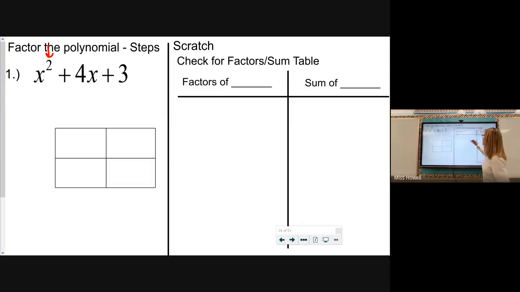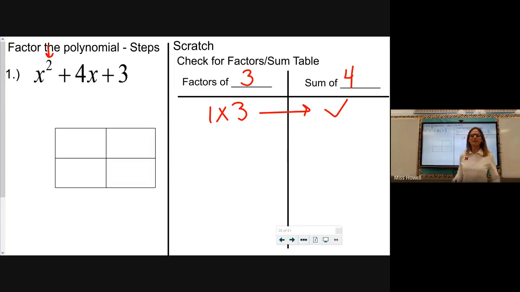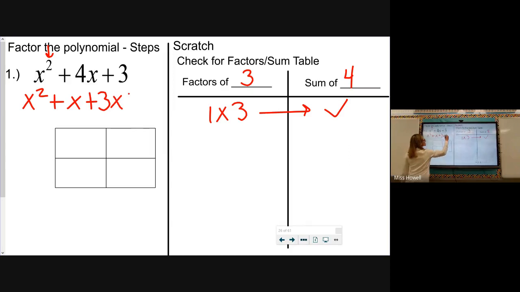So I go there next, right? We would need factors of 3 that would end up giving us that middle term of 4. 1 times 3 here is a magic combo that does work. So I'm able to make this a quadrinomial and use my chart. So this one's not going to be prime. We're going to get factors from our chart. So we have an x squared, a 1x, a 3x, and then plus 3.